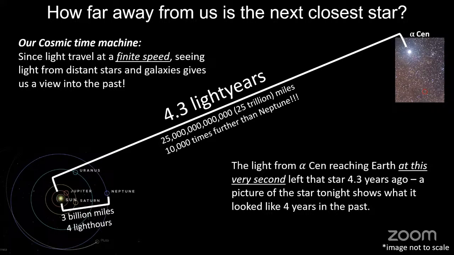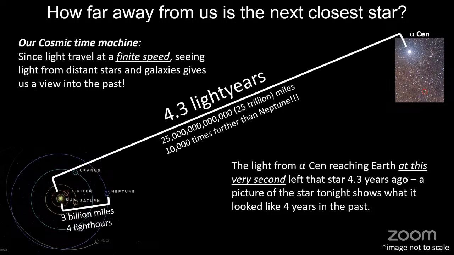Let's take our example of Alpha Centauri, the closest star to us. It's about 4.3 light years away. That means when light leaves Alpha Centauri, it takes about 4 years to cross space and reach the Earth. So that means if we snap a photo of Alpha Centauri from Earth right at this moment tonight, that light left the star Alpha Centauri 4 years in the past. And so that means we're basically getting a snapshot of what the star looked like, not in the present day at this moment, but what it looked like 4 years in the past.